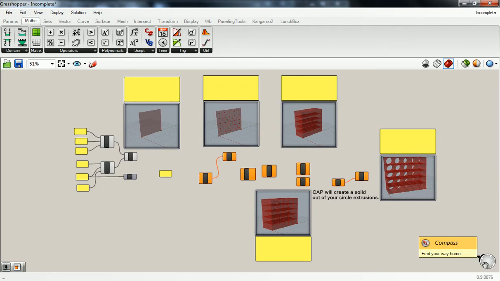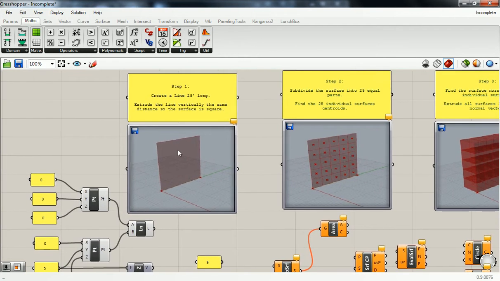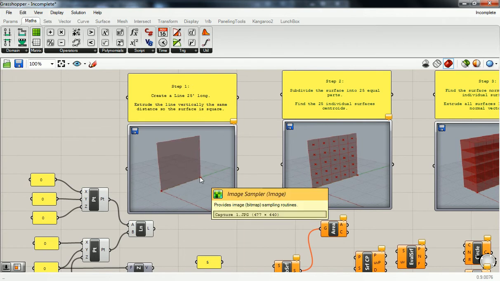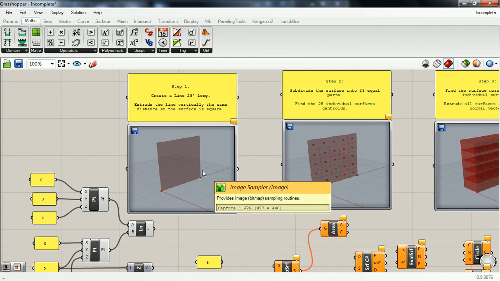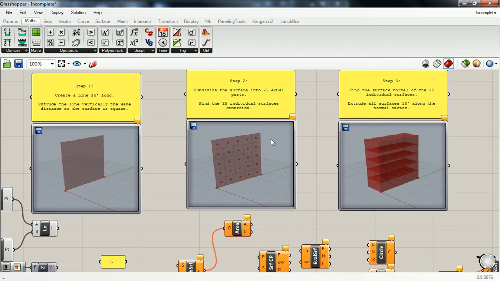For the sake of the video, I'll just recap what we did. The class was given this script, this definition that actually has gaps pulled out of it. Step one, if you recall, which I was very impressed with how you performed, was to create an extrusion off of a line that was 25 feet long and had an equal distance of a vertical extrusion. Step two was to subdivide it into 25 equal parts.